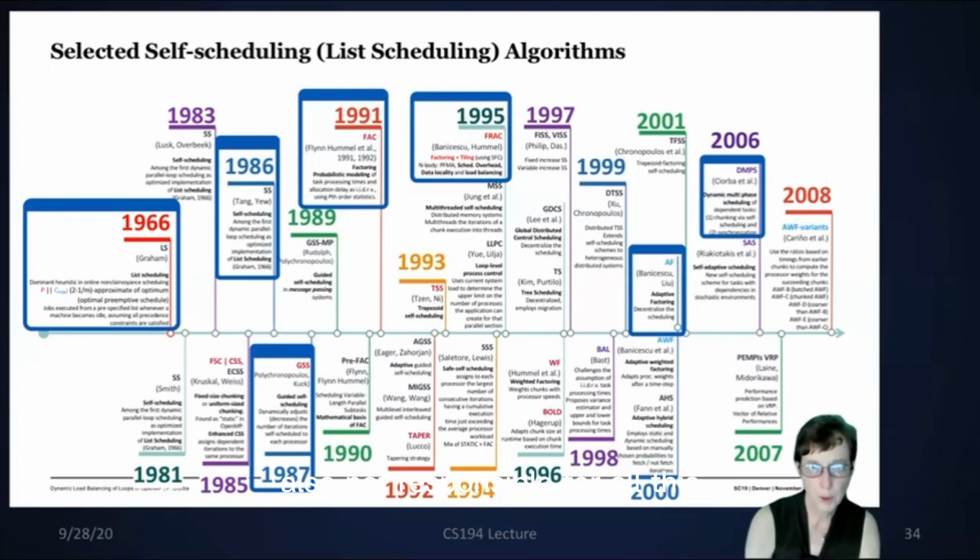I'm not responsible for all this, but I'm just pointing out that there are lots and lots of papers on how all these different algorithms work. I've talked about a few of these in here, but there are more, and I forgot to put the citation, but I'll add that to the slide. This came from somebody else's tutorial on load balancing.